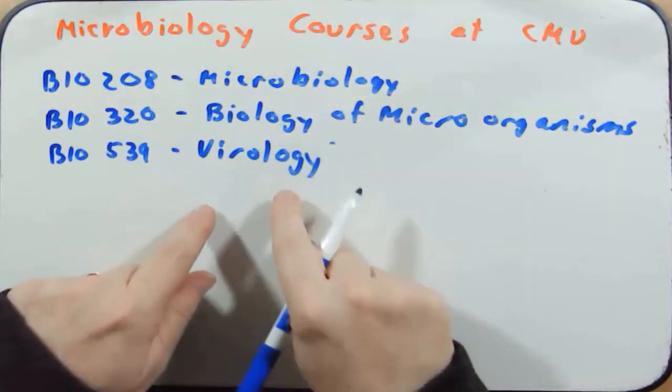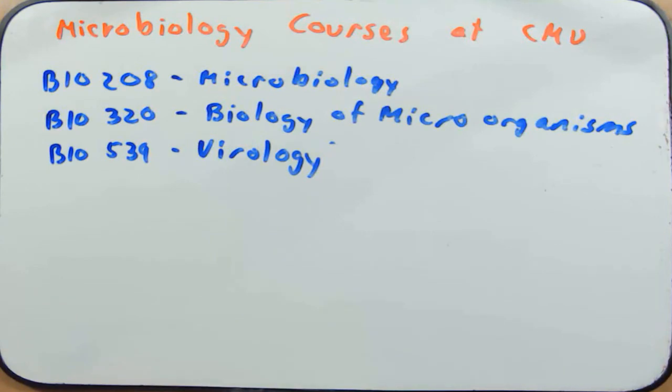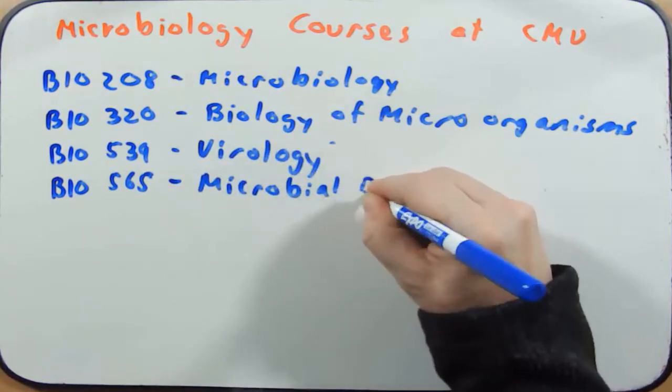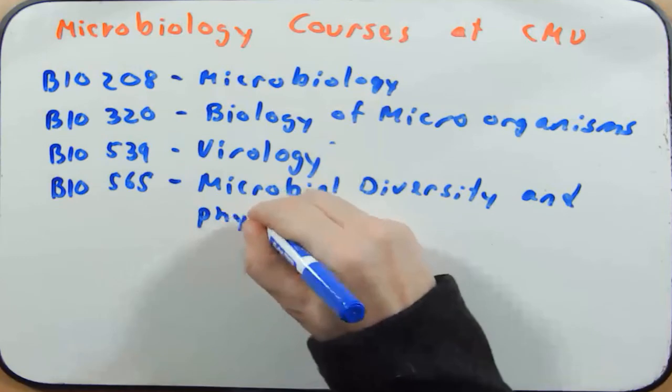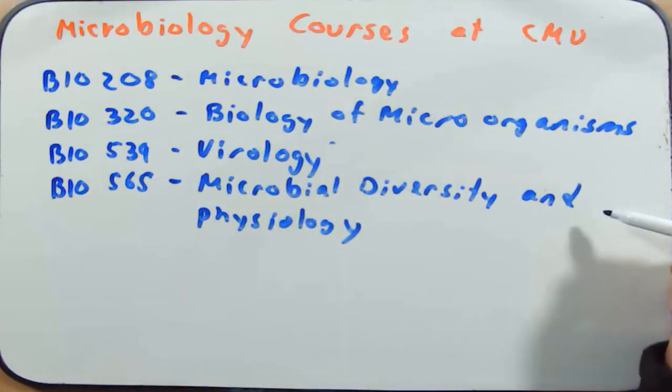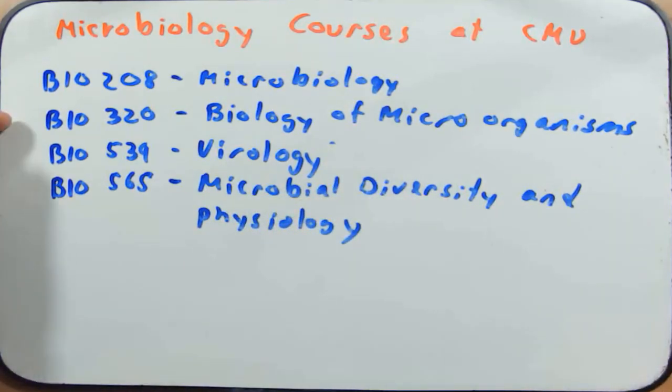Now, this course deals, as you might suspect, with viruses, and we haven't really talked about viruses yet. We've spent most of the past several videos talking about bacteria and archaea, but it is a course that I think relates quite well with a lot of the topics we've talked about over the past few videos. The next one I want to mention is Biology 565, and this course is called Microbial Diversity and Physiology. This is a really good course to take after you've taken Biology of Microorganisms.